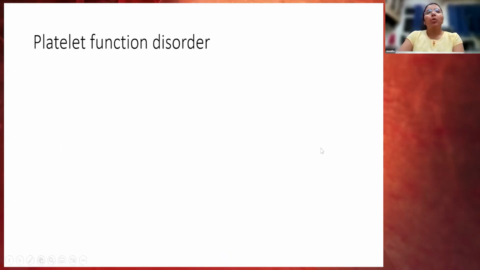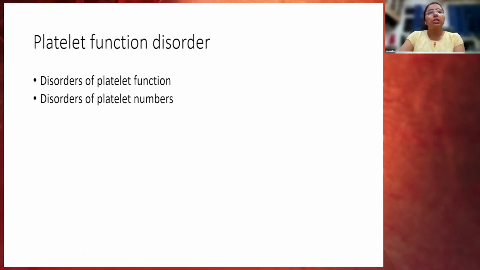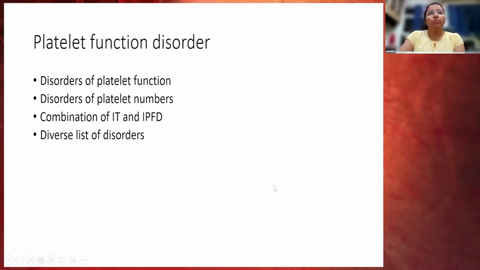So what do we understand when we're talking about platelet function disorders? So either the function is the only problem, which is effectively the thrombocytopathy, or even the numbers are reduced, which is thrombocytopenia, and many of these disorders are inherited as well. Or there can be disorders which have a combination of both, that is both inherited thrombocytopenia as well as an inherited disorder of platelet function. And there is a diverse list of these disorders.